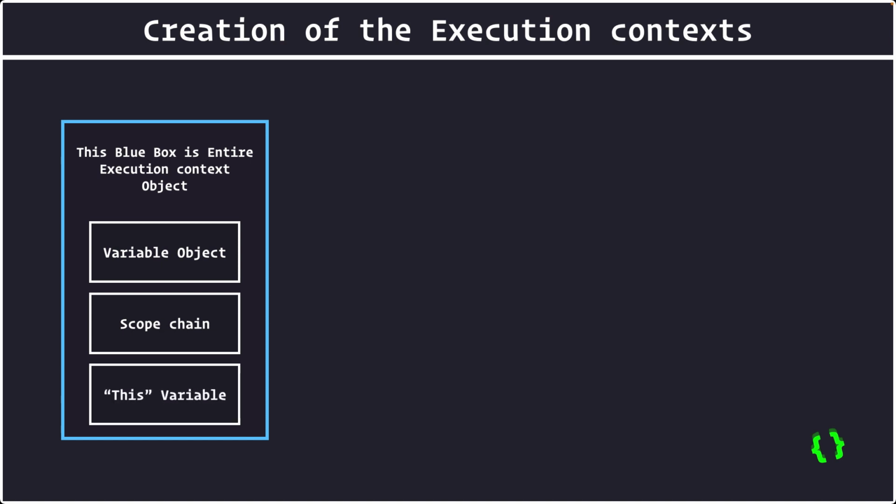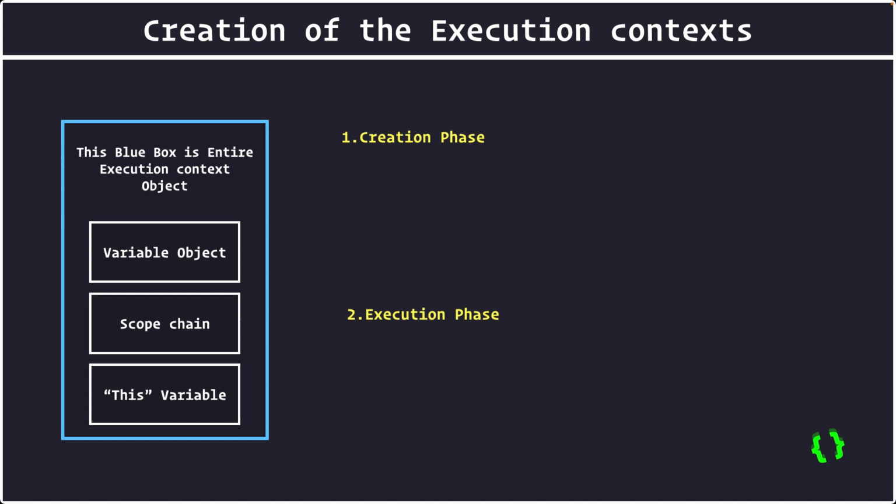Alright, so how is an execution context created? So let's first revise what we already know. That is, each time a function is called, we get a new execution context and it is put on the top of the execution stack, right? Now this happens in two phases: creation phase and the execution phase.